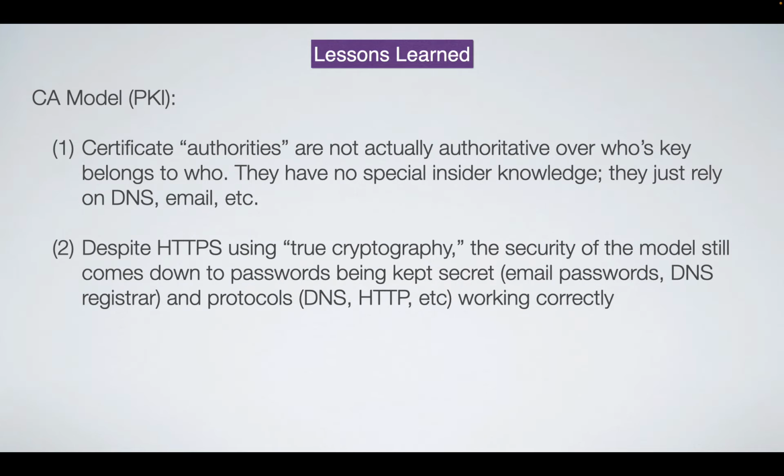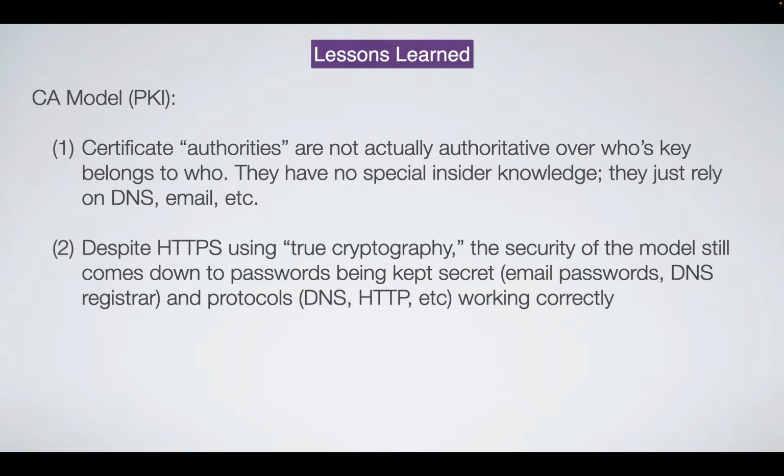Okay, so there's two lessons that we can learn from this whole area of how do I bind an identity to a cryptographic key, which is the problem that we call PKI, public key infrastructure. The first is that certificate authorities, even though they have the word authority in their name, are not actually authoritative over whose public key belongs to who. They don't know anything more than you do. So what's Concordia's public key? The certificate authority, it's not like they have an inside, like they know people at Concordia or something like that. They don't know anything more than you or I know.